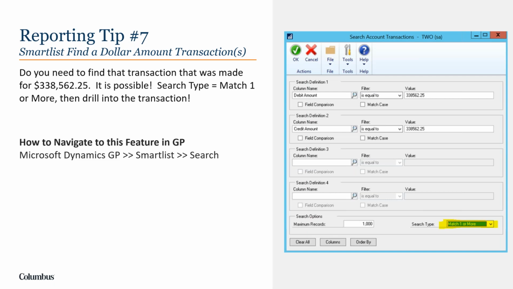Really simple to use. So if I'm in my Smart List and I'm in my search icon, you'll see here down under search type, there's a drop down. If you want, select match one or more, and you plugged in, if you're looking for debits or credits, select OK, it'll populate the list accordingly based upon those parameters.